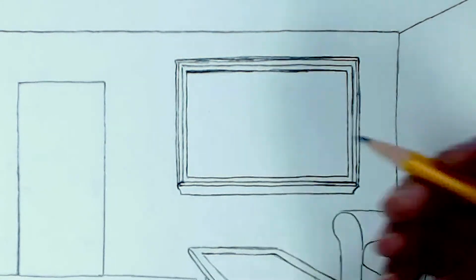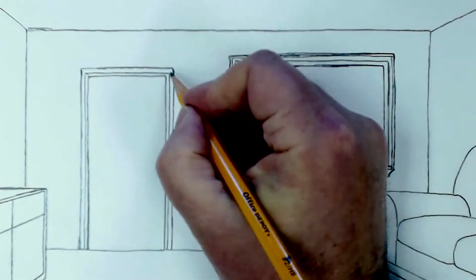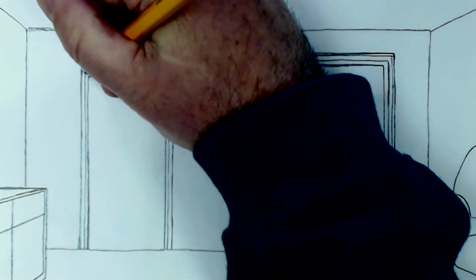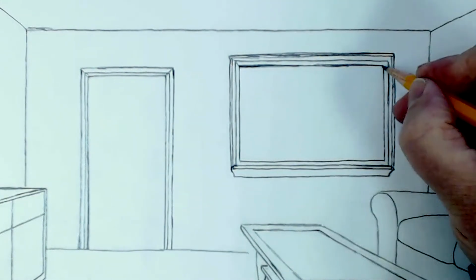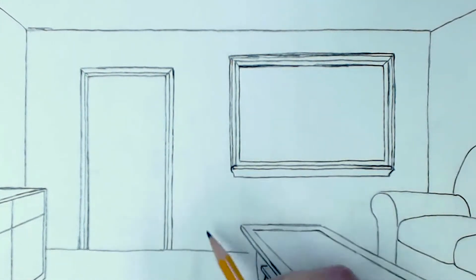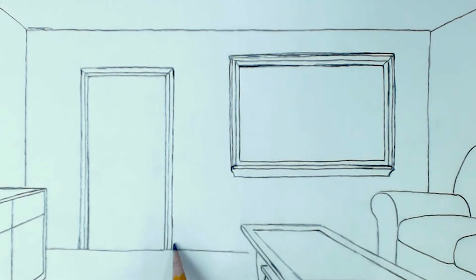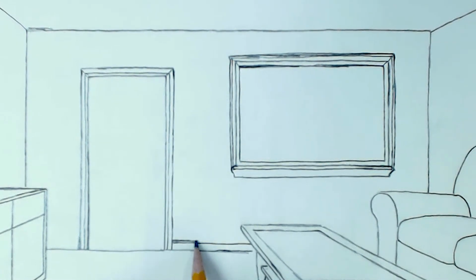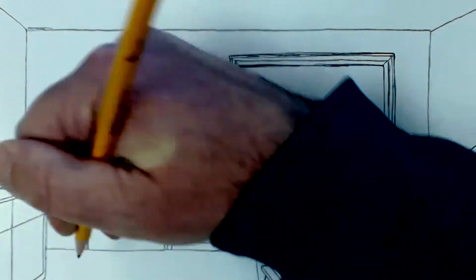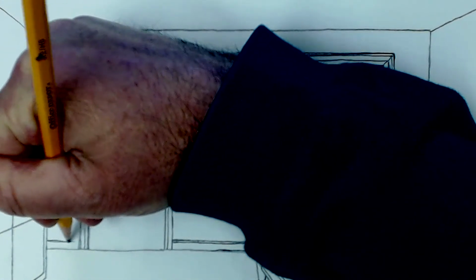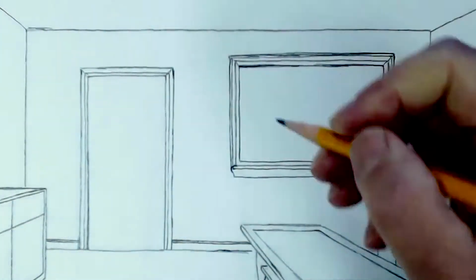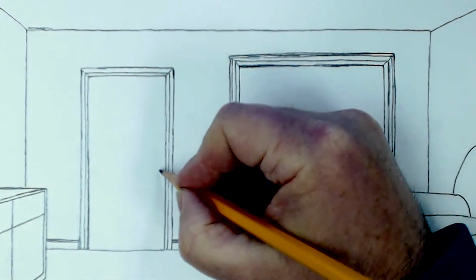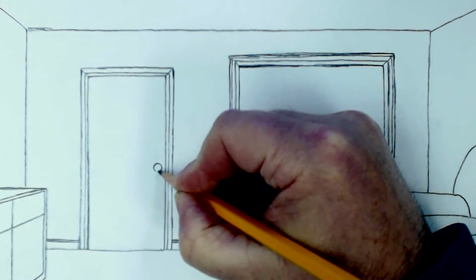Okay, same thing with the door. Okay, maybe a little bit in the corner right there. Same here. Okay, and then most houses have some sort of molding at the bottom. Some have it on the top too, but most all of them have it at the bottom. So we'll add a little bit of molding to the bottom there. And of course we've got to have the doorknob. Okay, so here's the doorknob.